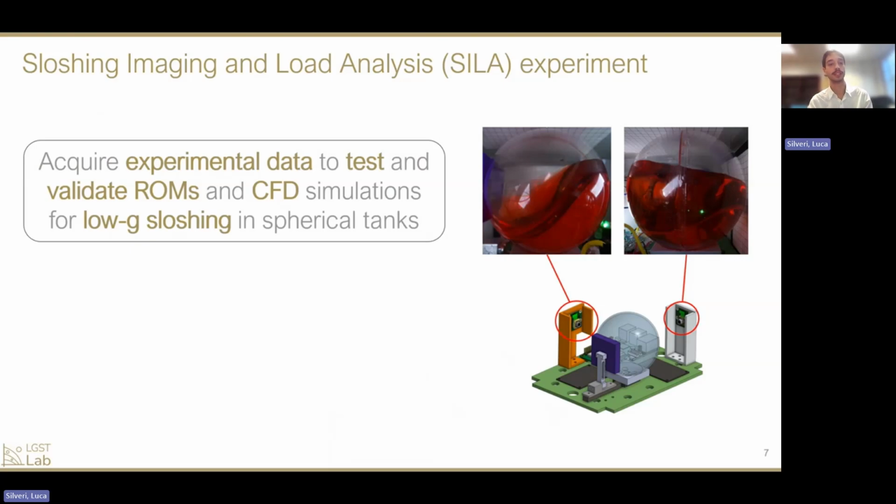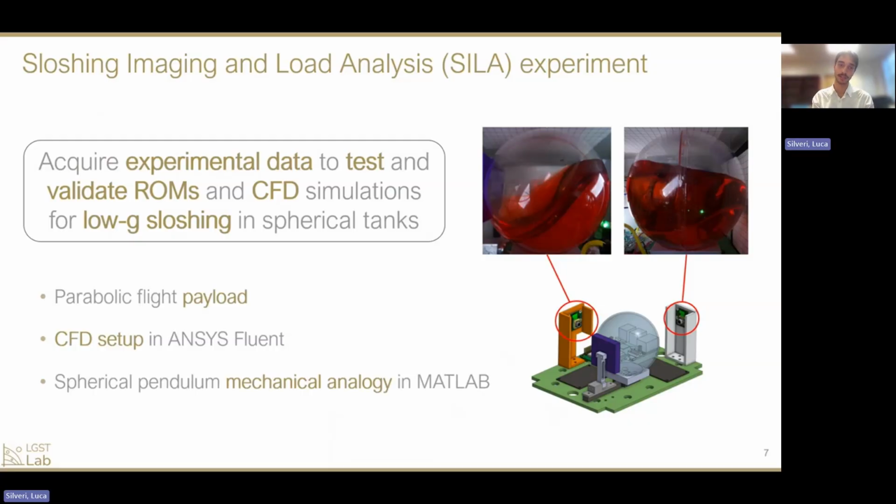So in this context, we realized the Sloshing Imaging and Load Analysis, SILA, experiment, whose goal was to acquire experimental data to test and validate reduced order models and CFD simulations for low gravity sloshing in spherical tanks. And this was done with a parabolic flight payload, then the implementation of a CFD setup in ANSYS Fluent, and finally the implementation in MATLAB of the spherical pendulum mechanical analogy.